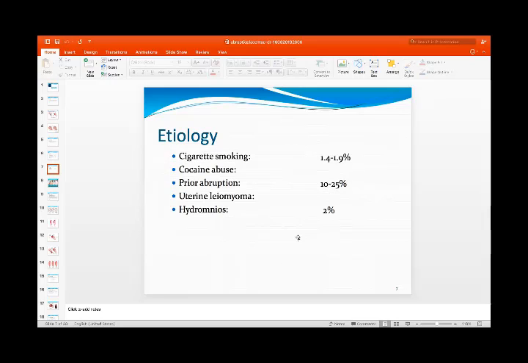Cigarette smoking is another factor which may contribute to abruptio placenta, as well as cocaine abuse, and a previous history of abruptio placenta. Uterine fibroids: if a placenta is attached to a submucous fibroid, it may separate prematurely. And in case of polyhydramnios, when there is sudden rupture of membranes, there will be a gush of fluid and sudden decompression of the uterine wall, which will lead to abruption of the placenta.